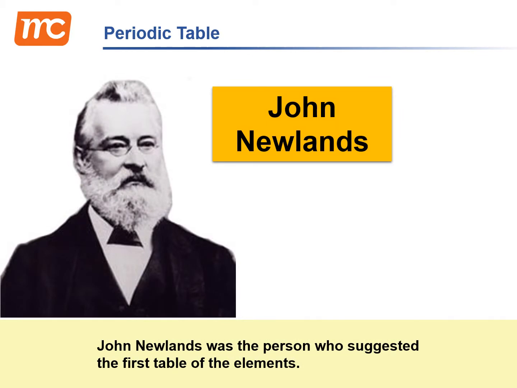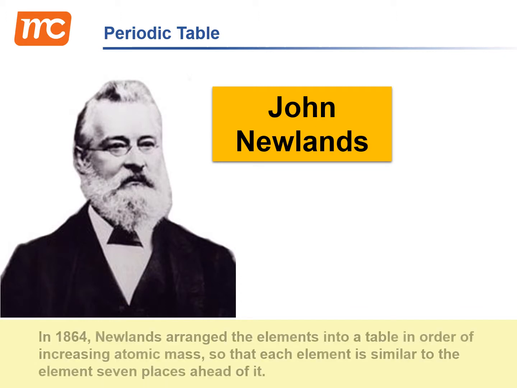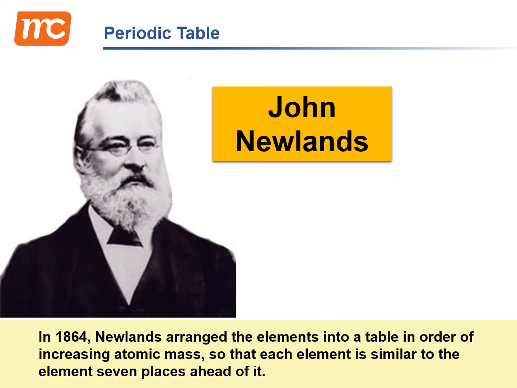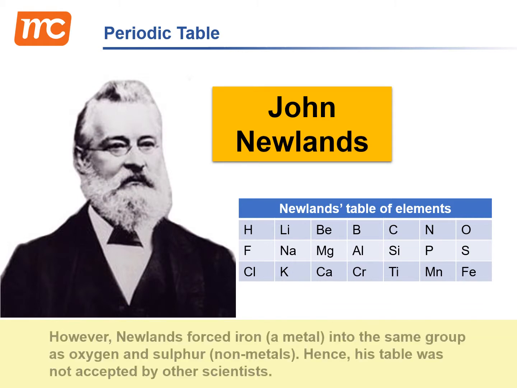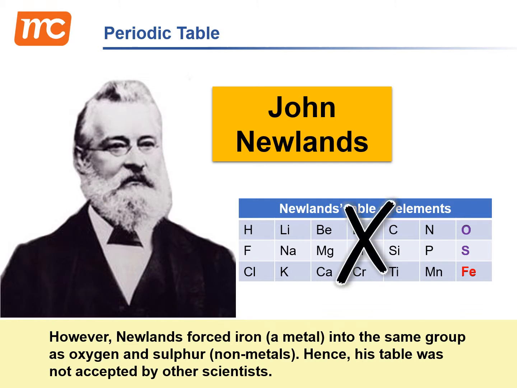John Newlands was the person who suggested the first table of the elements. In 1864, Newlands arranged the elements into a table in order of increasing atomic mass, so that each element is similar to the element 7 places ahead of it. However, Newlands forced iron, which is a metal, into the same group as oxygen and sulfur, which are non-metals. Hence, his table was not accepted by other scientists.